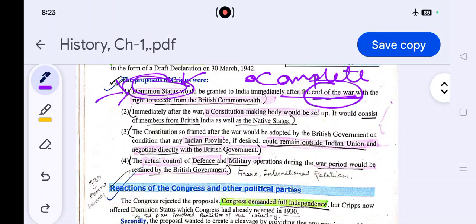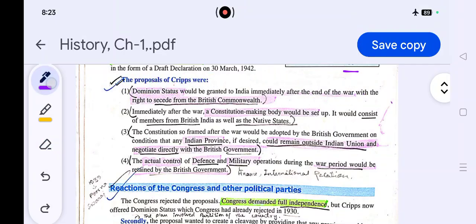Next, immediately after the war, a constitution-making body would be set up. It would consist of members from British India as well as native states. This Constituent Assembly point was one of the points that could be considered by India, but why? We need complete independence and not dominion status. If you look at this point number 2, it says British India as well as native states.